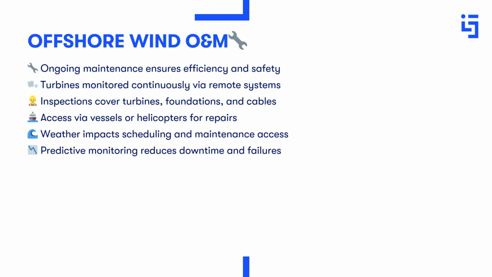Unplanned maintenance adds further complexity. Mechanical failures may require specialized vessels and equipment, increasing costs and causing temporary production losses. As a result, operators rely on remote monitoring systems to track performance in real time, enabling early fault detection, reducing downtime, and maintaining consistent energy output.